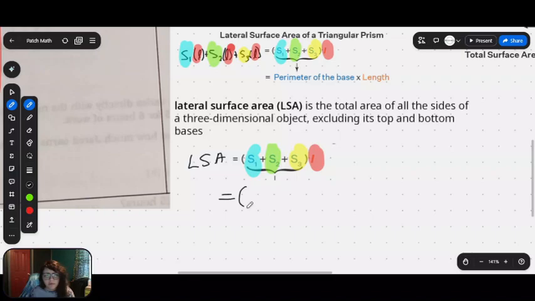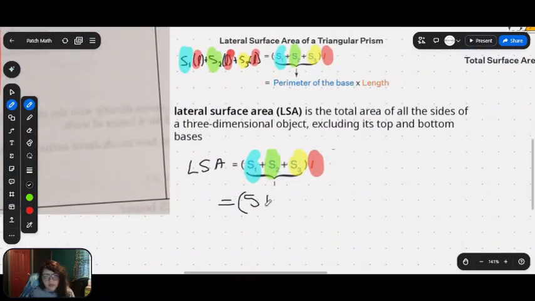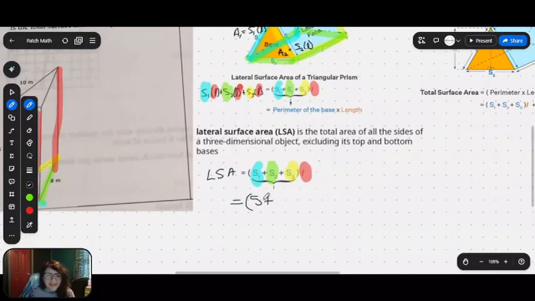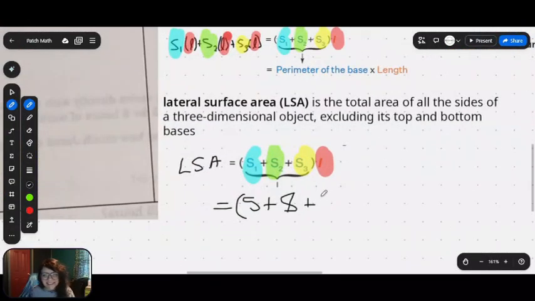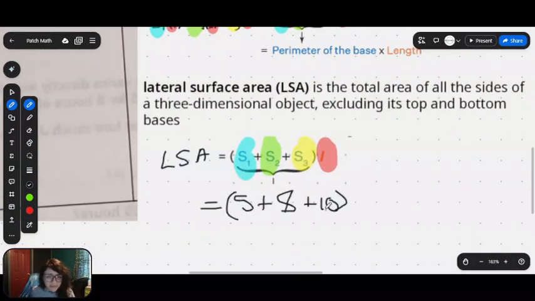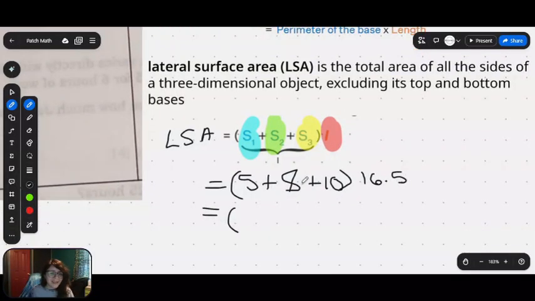So we know we have side length 1, which is 5, plus side length 2, which is 8, plus side length 3, which is 10, times our lateral edge, which is 16.5. Type this into your calculator and you will be done. Now, if we have 5 plus 8 is 13 plus 10 is 23. We've got 23 times 16.5 here.